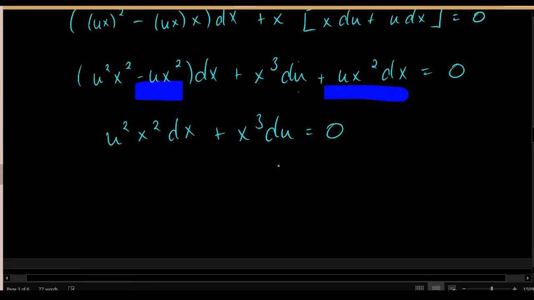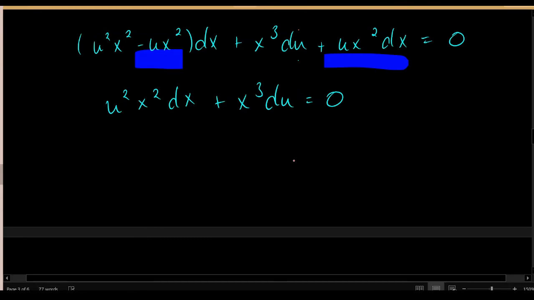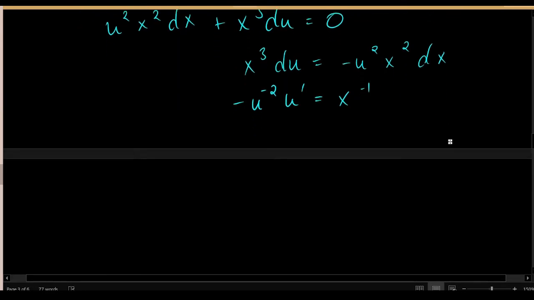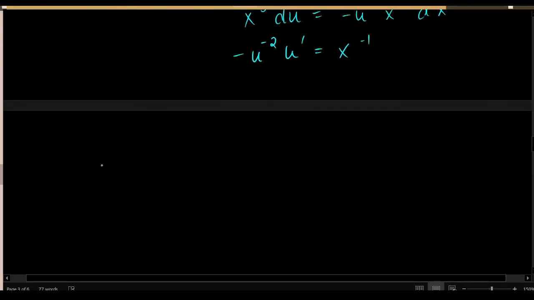Now let's go ahead and rearrange this so that we can solve it using integration. We get x cubed du is equal to negative u squared x squared dx. So u prime, du over dx, would be equal to negative u to the minus 2 if I divide that over to the left side. And then on the right side, if I divide the x squareds, that would be equal to x to the negative 1. So truly it is separable.